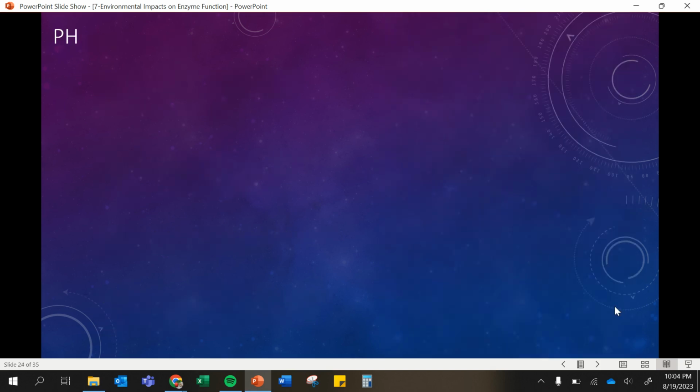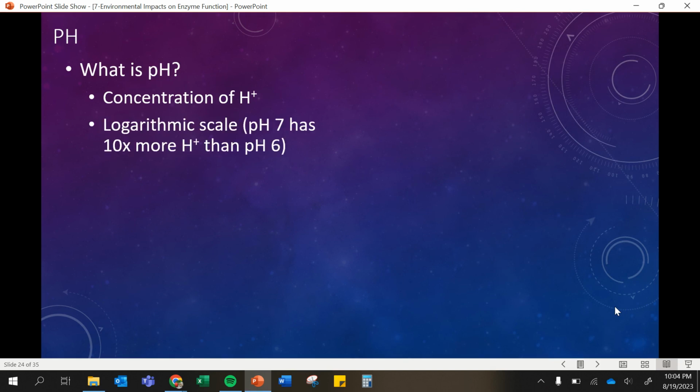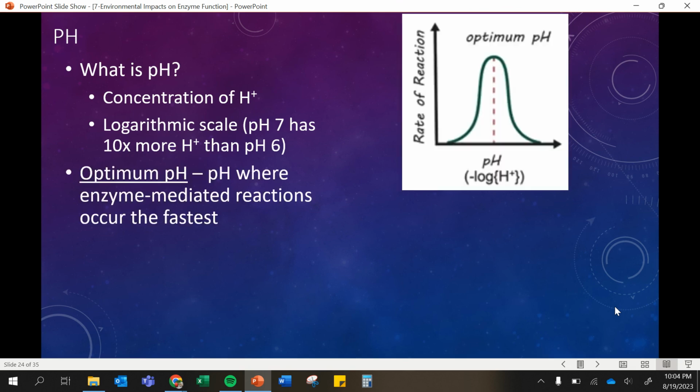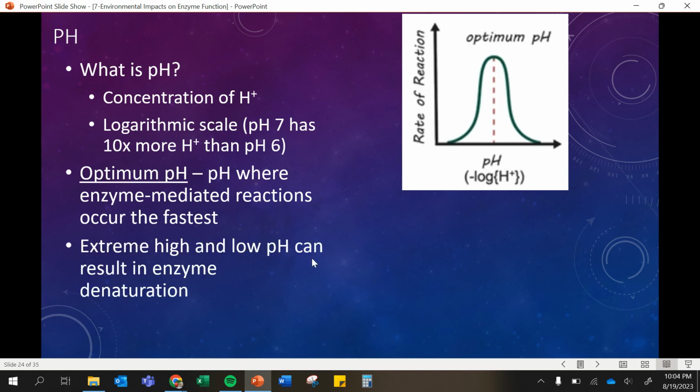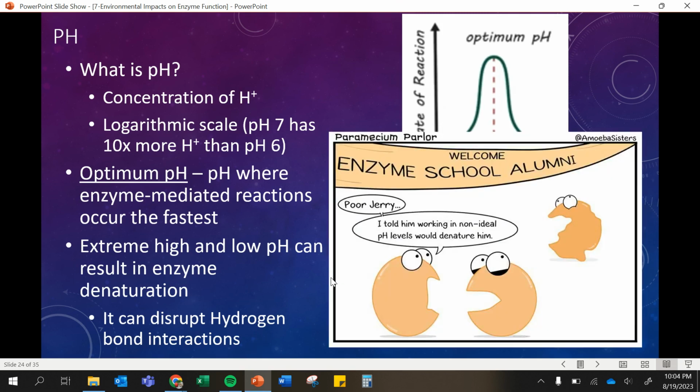pH is another thing that affects our enzymes. So remember, pH is the concentration of hydrogen ions, and it's that logarithmic scale. We can also have an optimal pH, but unlike temperature where we're just slow at the beginning, with pH we'll have no function at the beginning because it will denature with a low pH, and a denatured protein at high pH into the range. So extreme high and extreme low will have a denatured protein. And that's because those hydrogen bonds are going to be disrupted because of those hydrogen ions in the solution.